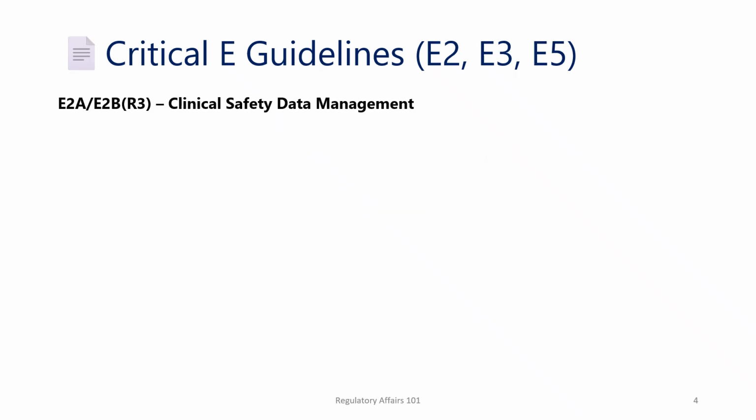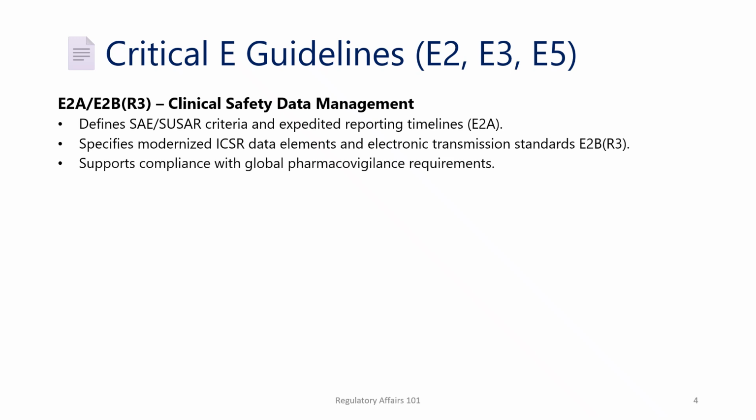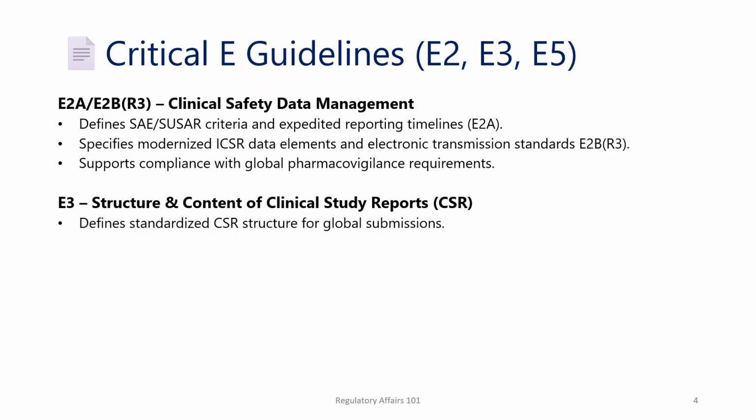E2A covers SAE and SUSAR definitions and expedited reporting timelines. E2B R3 modernizes ICSR data elements and electronic transmission standards, essential for global pharmacovigilance compliance. E3 defines the standardized structure of CSRs, ensuring clarity and consistency across global submissions.